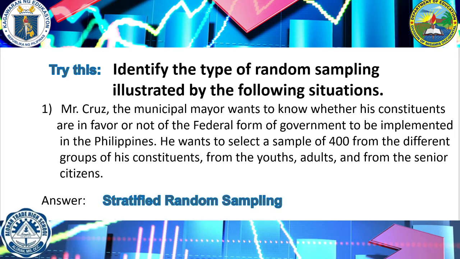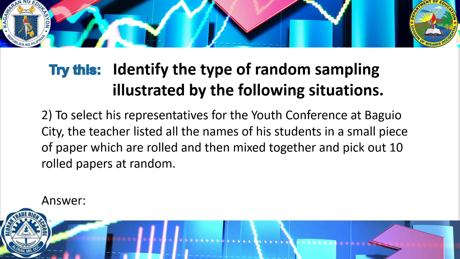You are correct. We have stratified random sampling. Number 2. To select his representatives for the youth conference at Baguio City, the teacher listed all the names of his students in a small piece of paper, which are rolled and then mixed together and picked out 10 rolled papers at random. What random sampling is illustrated in this situation? Simple and lottery sampling. That's correct.